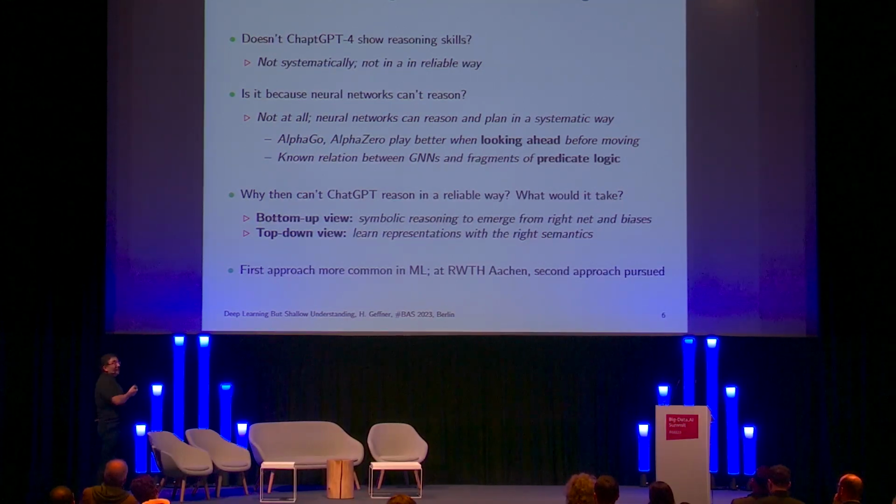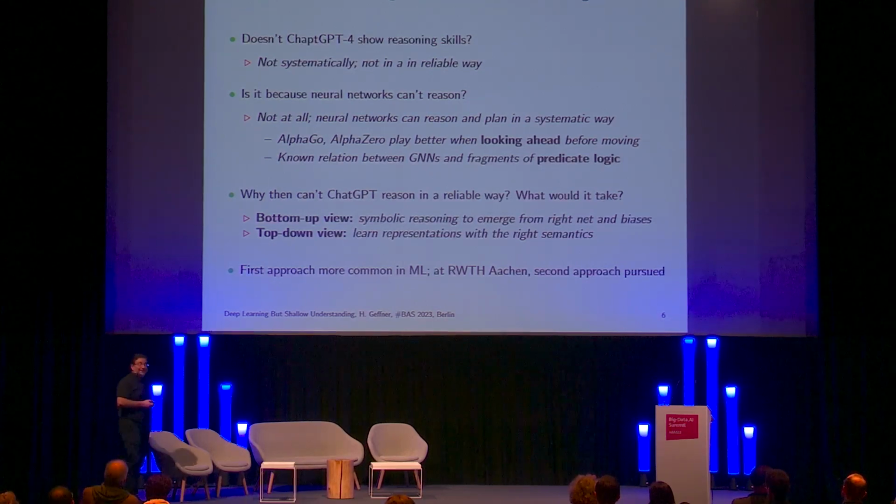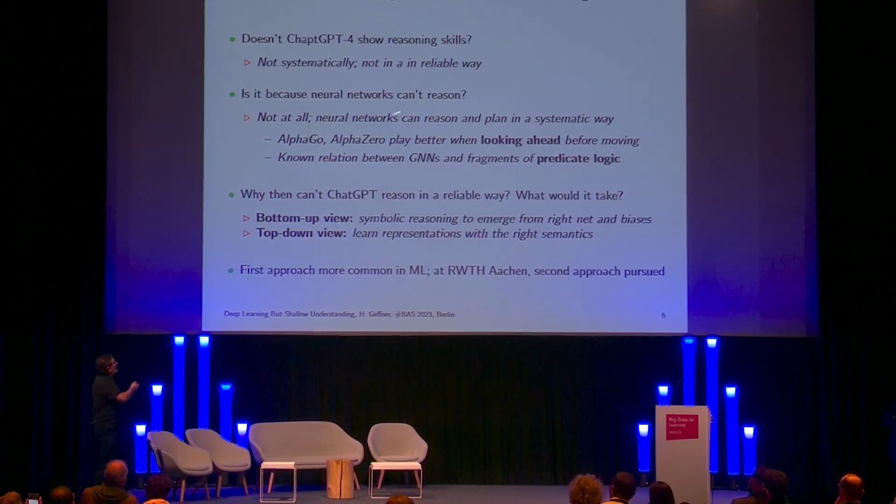Another question that is very much related: is it the case that ChatGPT 4 does not reason systematically because it's not possible to reason systematically, let's say in logic, with neural networks? No, actually, that's not the case. There are deep learning systems that reason very, very well. Actually, two examples of that.